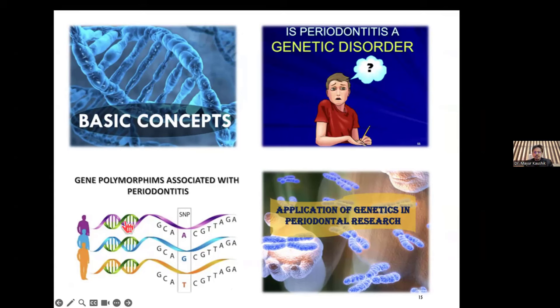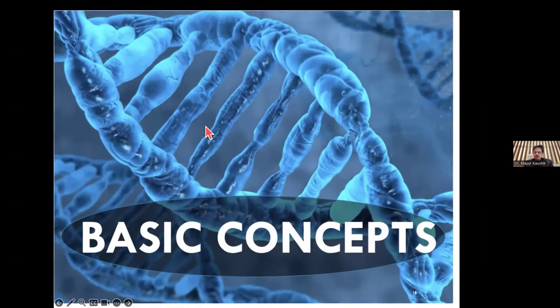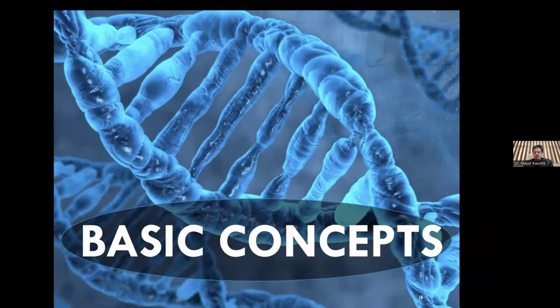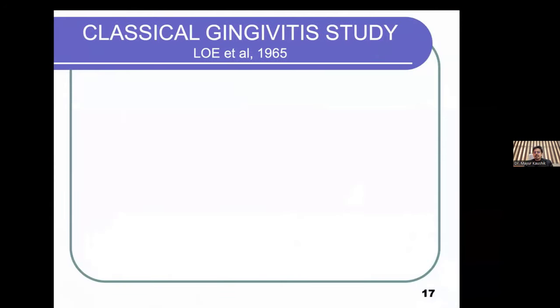So I'll be covering this talk in four basic parts. And the first part would be the basic concepts. Whatever we have read in our 11th and 12th standard, I'll be covering that first. So first and foremost, starting with the basic concepts. As a periodontal surgeon, is genetics related to periodontal disease or not?